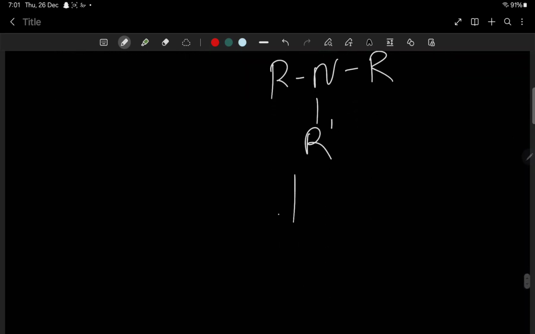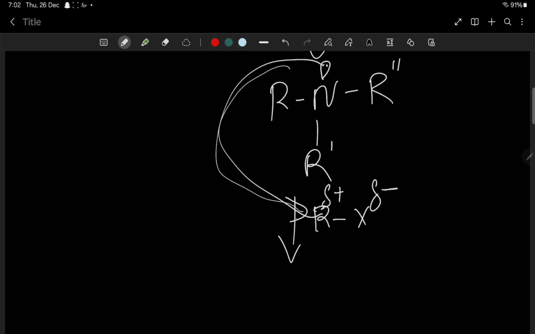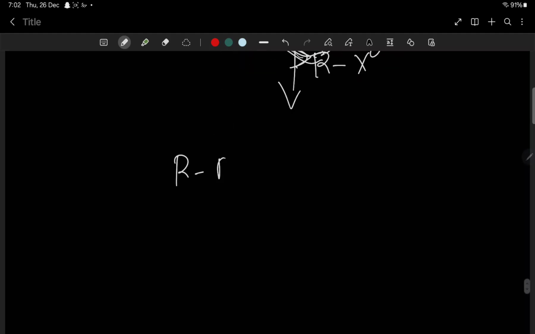Now into this, once again if I add RX, what happens? One more time, does this R go and join there? Yes. One more time this R goes and joins here, because nitrogen has a lone pair. It sees a positive charge, so the lone pair will be given to this R. So this R will go and join there, and it will become R, N, R, R, R. The problem is that now it gave its electrons, so it will get a positive charge.